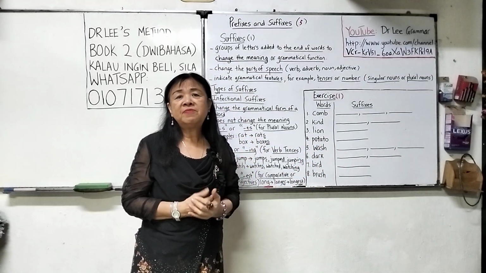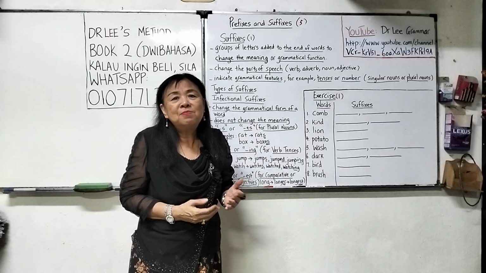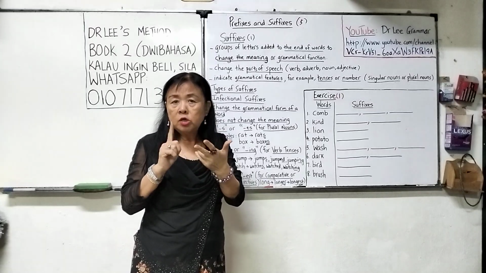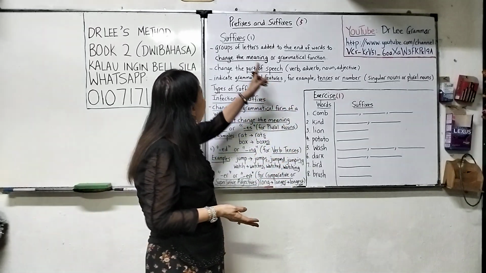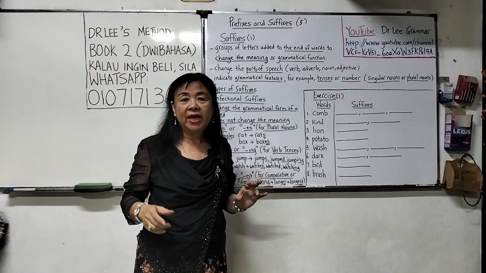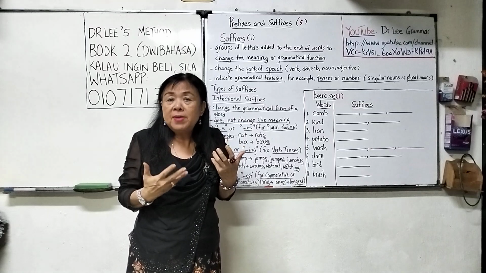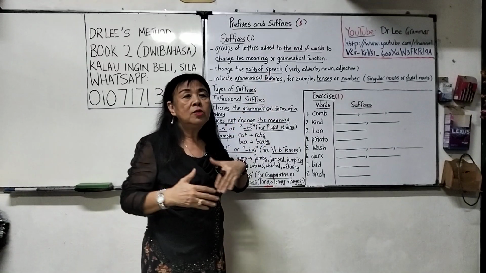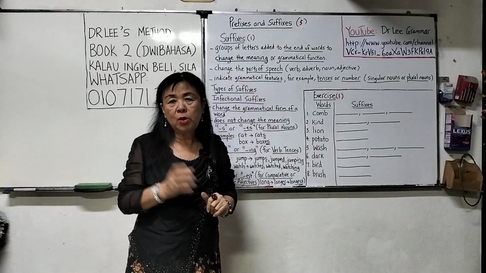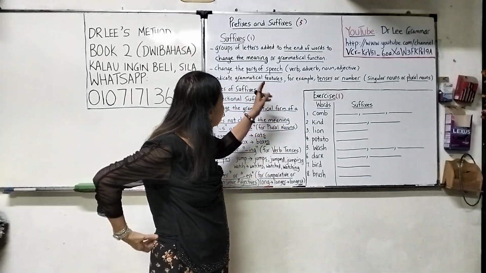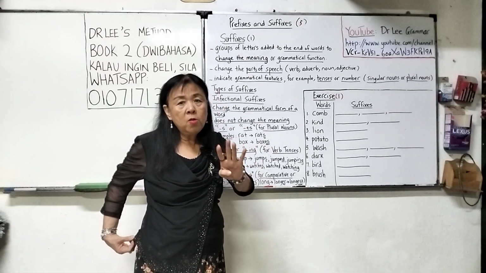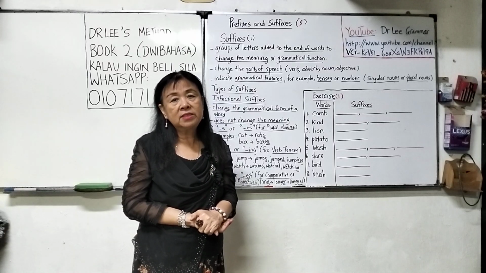So actually, what are suffixes? What do we mean by suffixes? Suffixes are groups of letters, 1 letter, 2 letters, 3 letters, or even 4 letters, added to the end of words. Why? Because we want to change the meaning, or change the grammatical function. So we change the parts of speech when we add suffixes. Parts of speech means verb or adverb, noun or adjective. These 4 categories are called parts of speech.